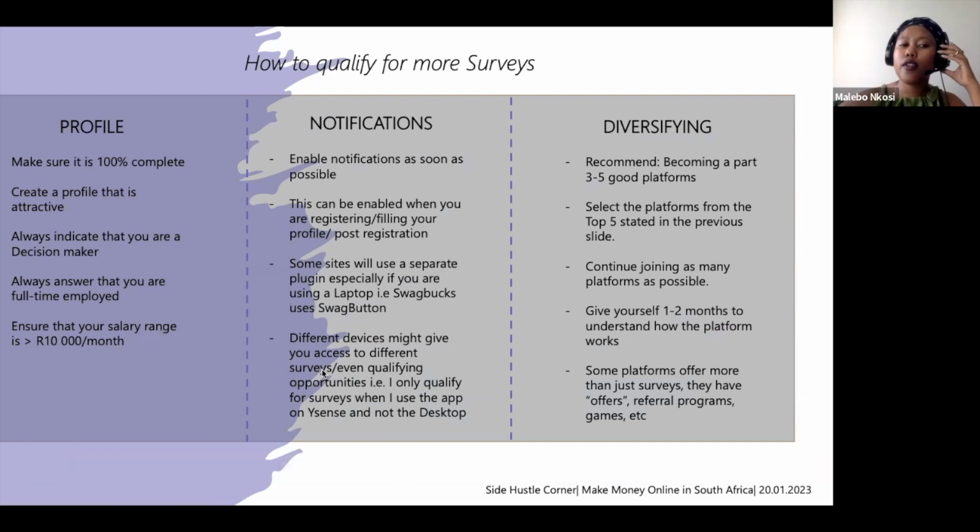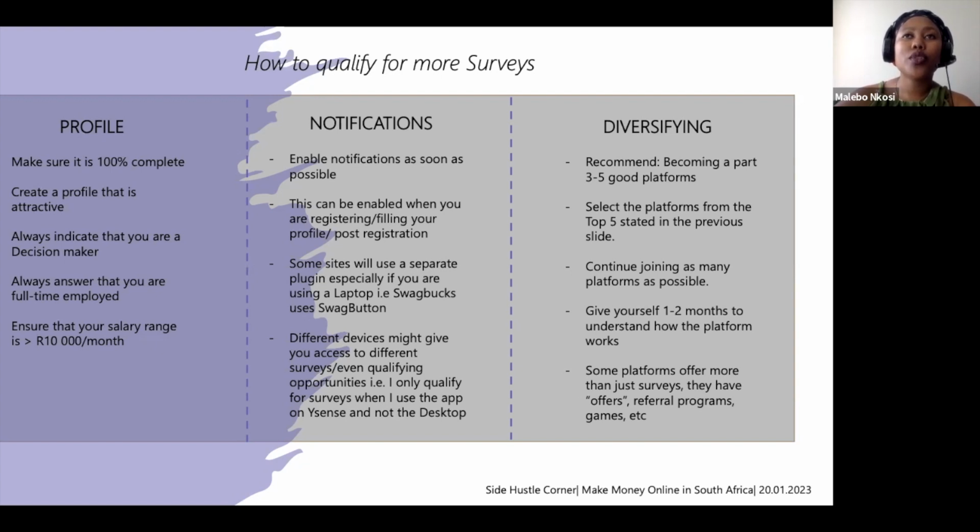So how to qualify for more surveys? This is the most famous question, or the question I get the most when I discuss the topic of making money from surveys. So the first thing is your profile. When you sign up for a survey platform, you will be asked to fill in questions related to who you are, what you do, and your consumer behavior, what you have, and so forth.